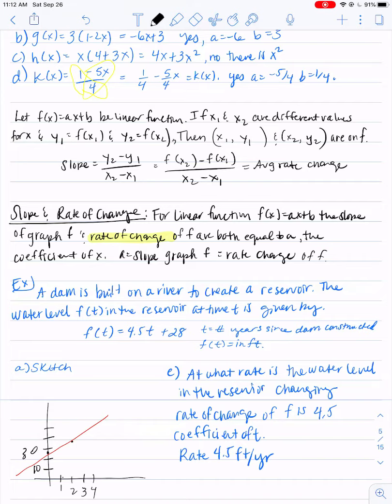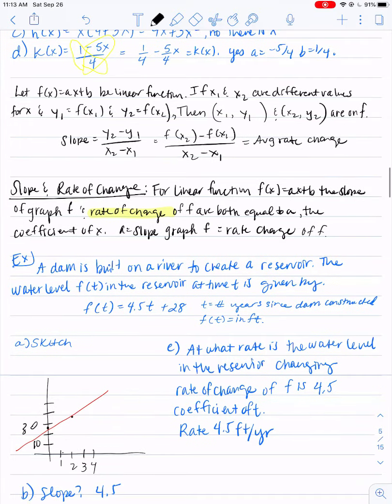So we'll go ahead and change those. So we get f of x2 minus f of x1 over x2 minus x1. And this is equal to our equation for our average rate of change. Therefore, the slope and average rate of change are equal.